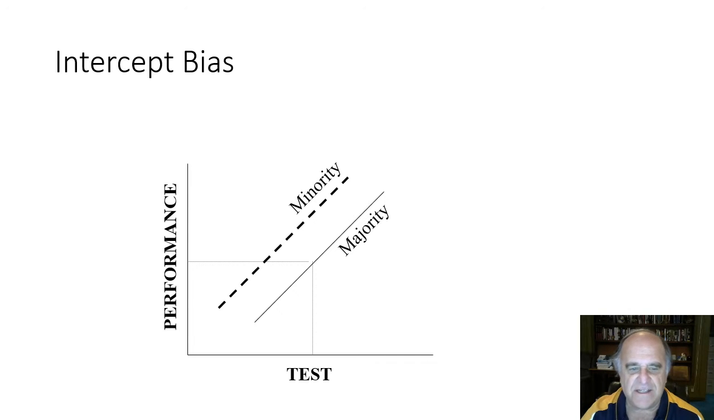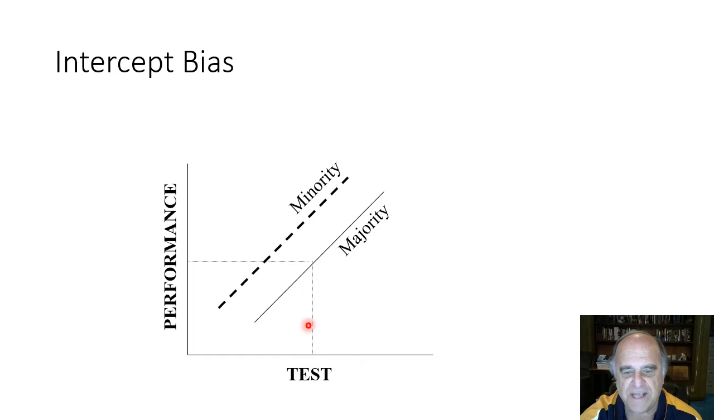As you can see, in this case, we have a test and it's predicting job performance. And we have the regression lines for the two groups. You can see there's a difference in the intercept. The slopes are equal, the slopes are parallel, but there's a difference in the intercept. So in this case, here's the minority regression line, here's the majority regression line. The slopes are equal or parallel, but there's a difference in intercept, which means that for the same test score, we're predicting different levels of performance.